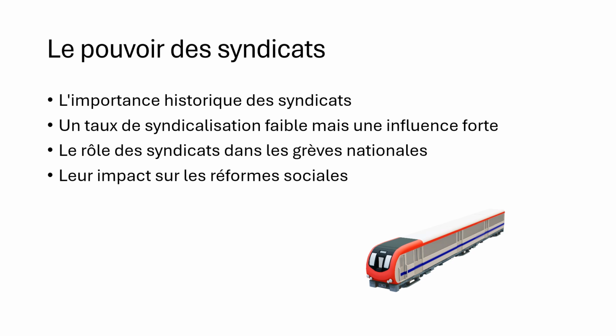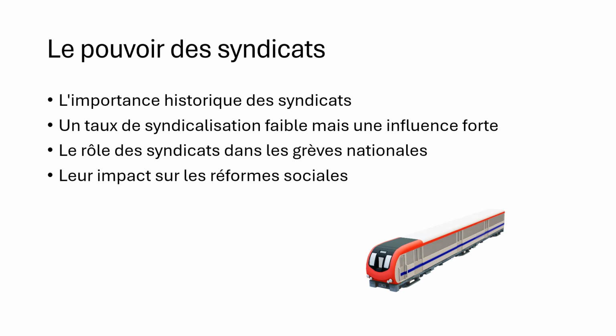The role of trade unions in national strikes. Unions organize and coordinate strikes, particularly in strategic sectors like transport, education, and healthcare. For example, the 1995 strikes against pension reforms shut down the country and forced the government to back down. More recently, in 2023, unions led massive protests against Macron's pension reforms. Their influence is seen in their ability to mobilize public opinion and pressure policymakers.